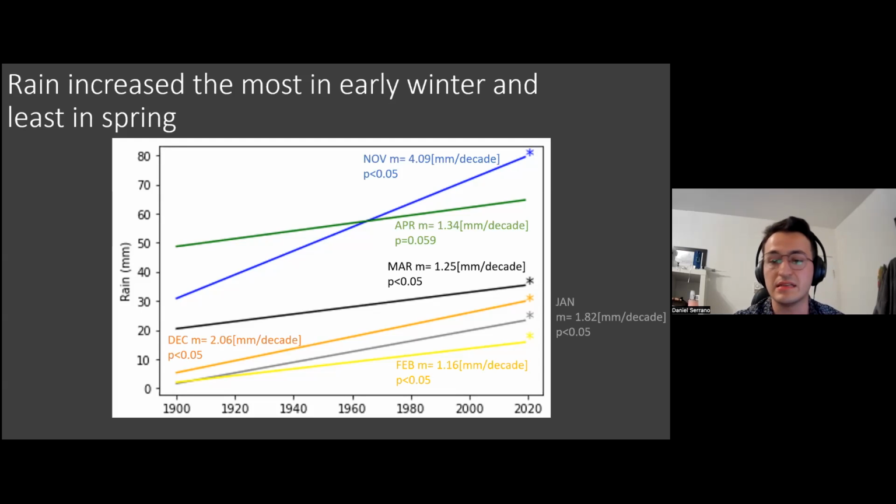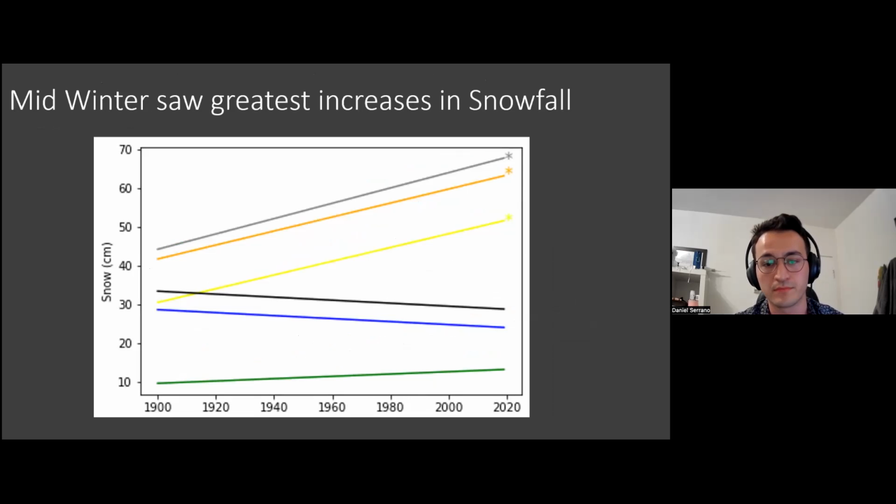This may indicate a delayed freeze up due to increased temperatures leading to increased amounts of rain. Nevertheless, we see that November and April had the highest quantities of rain, just that ever since about the 1970s, there's been a switch where November now sees greater rain amounts than the month of April.